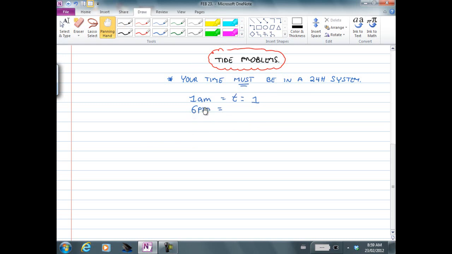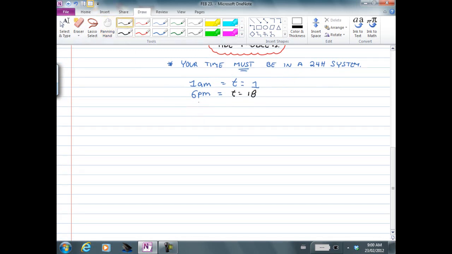So how many hours away is 6 p.m.? Well, that's really 18. Because it's 18 hours away from midnight. So when I say 6 p.m., it really means T equals 18. This is where kids are having trouble. They don't realize that. What if I say 10 p.m.? 22 is correct. That's the key to working with tide problems. Okay.